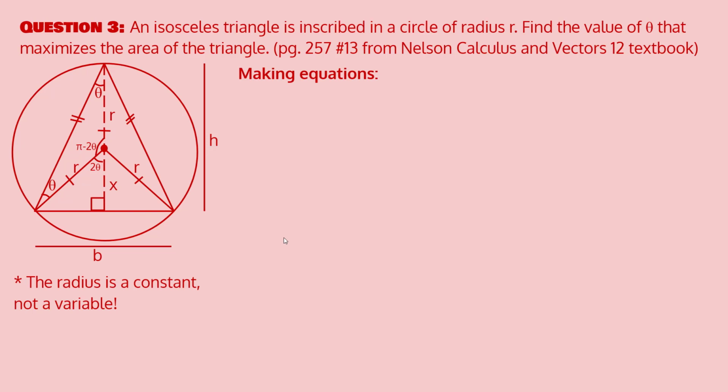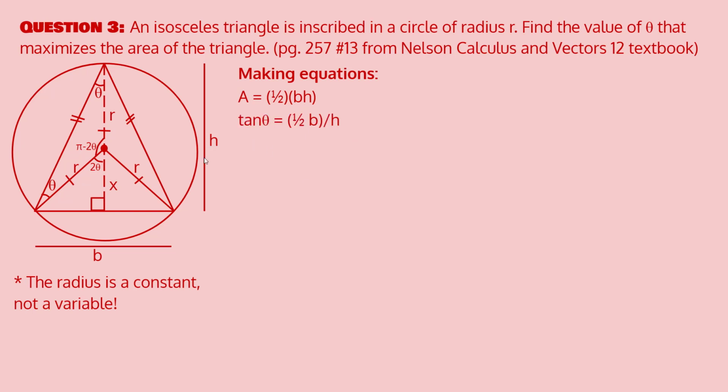So let's start off with making some equations. Ultimately, we want an equation for the area in terms of the angle theta. So let's start with area equals 1/2 of base times height for the area of a triangle. So let's get some equations for the base and the height.